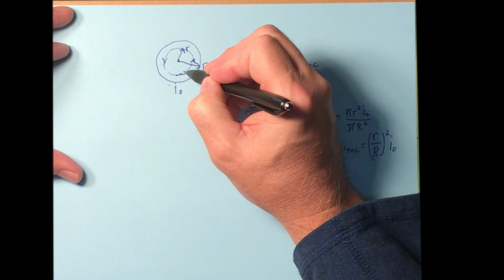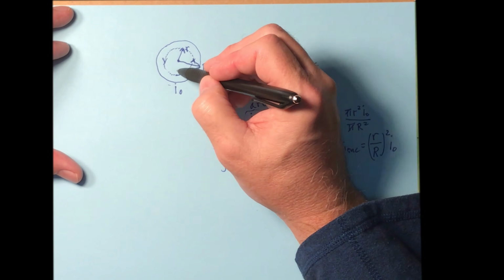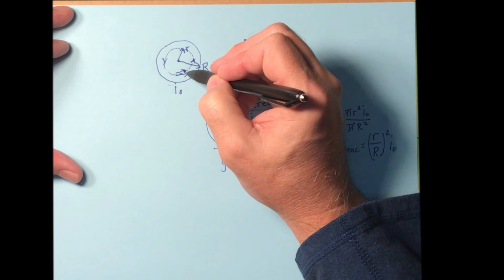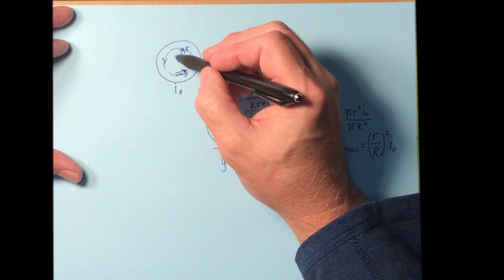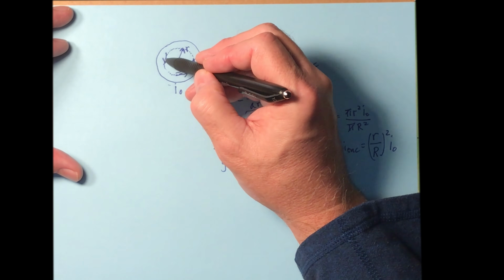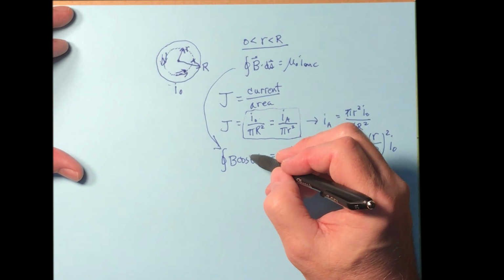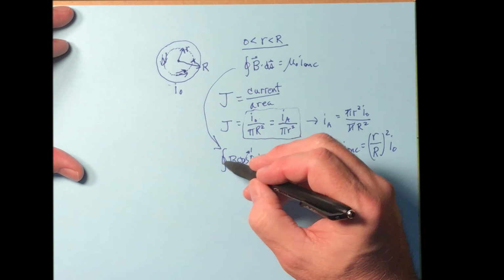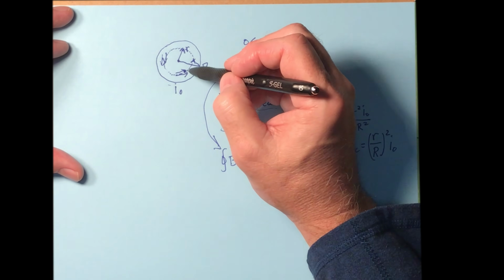So the ds vectors point along that path there, and the b vectors also are going to point along that path. So what's the angle between the b and the ds? It's 0. Now, you've got to convince yourself, is it that way everywhere along this path? And the answer is yes. So that means the cosine term is going to be 1. It is constant everywhere along the loop. You can factor it out. Same for b. b is also going to be constant along the loop.